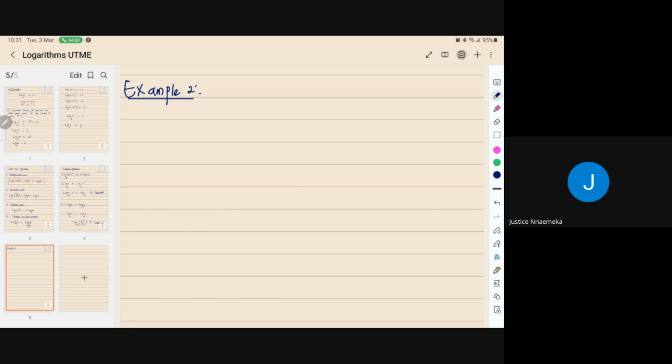Let's say we are asked to simplify log 16 minus log 2. Now, solution. You can see that it is expanded. They gave us the expanded form. So for us to simplify this, we have to take it to the condensed form, right?